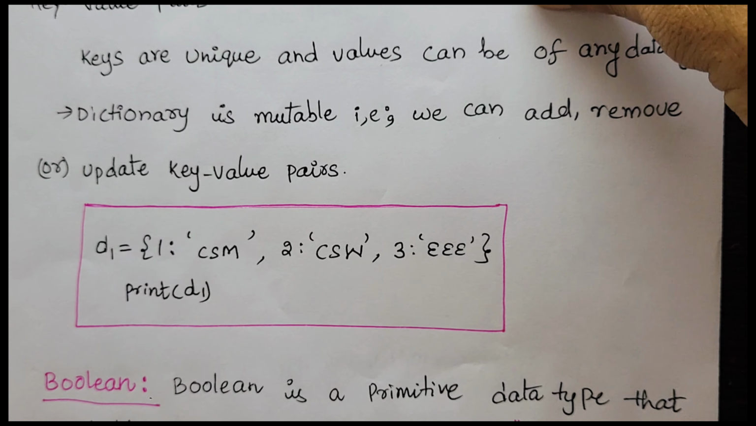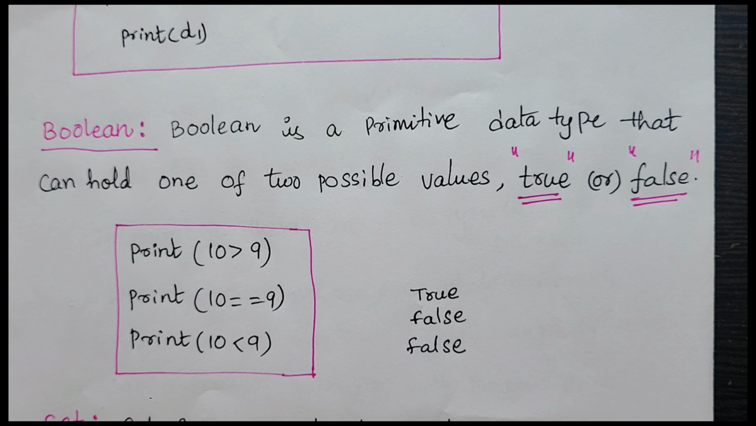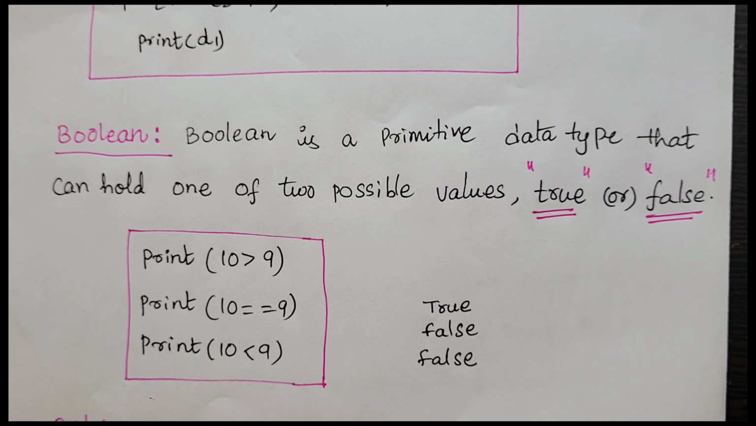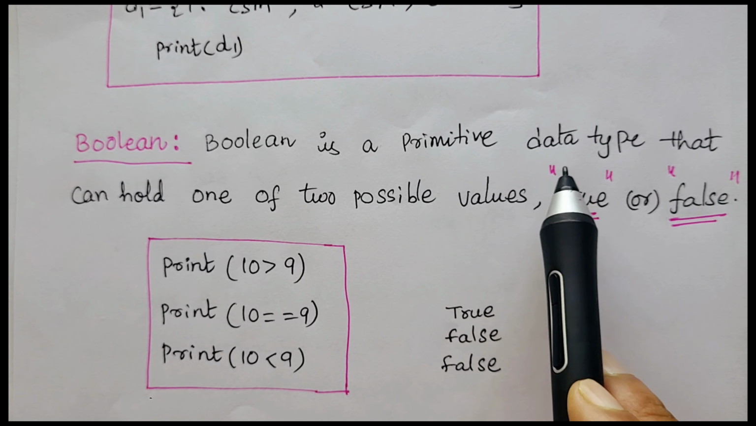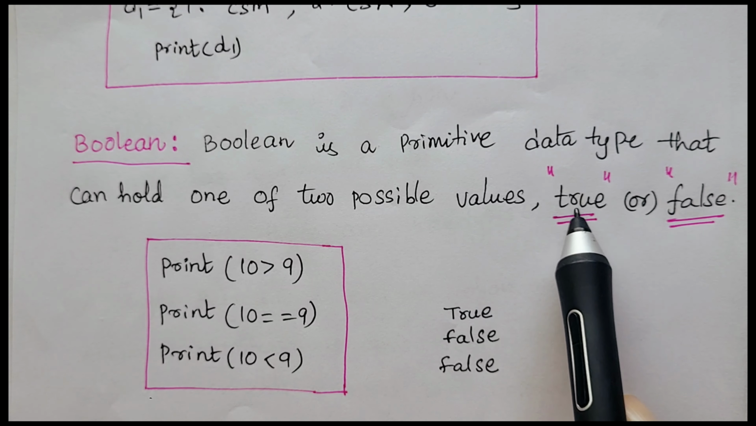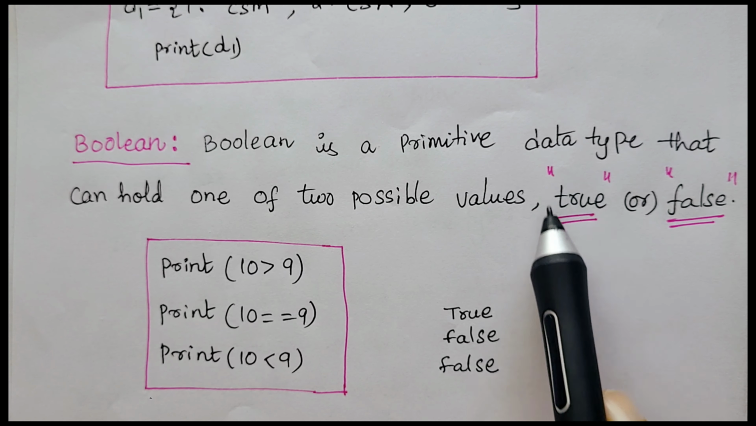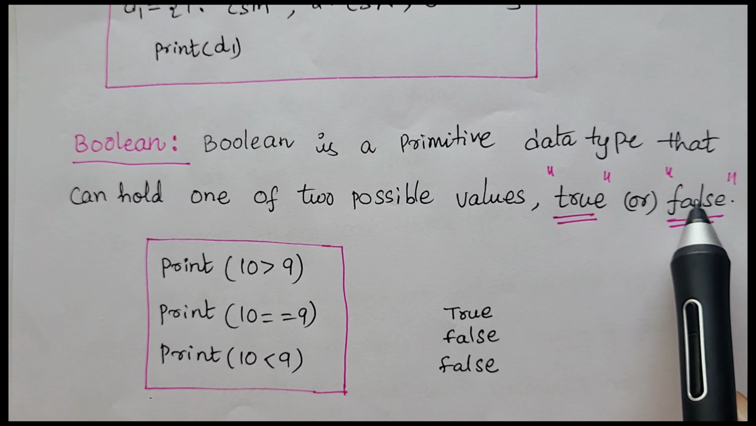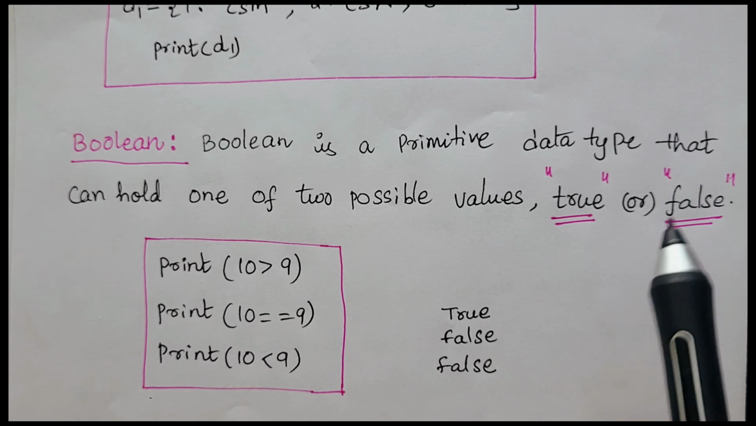Let us move on to the next one, Boolean. One of the interesting concepts is Boolean. You can see what is meant by Boolean. Boolean is a primitive data type that can hold one of two values, true or false. One is called true, second one is called false. Remember, the value of true is 1, the value of false is 0.